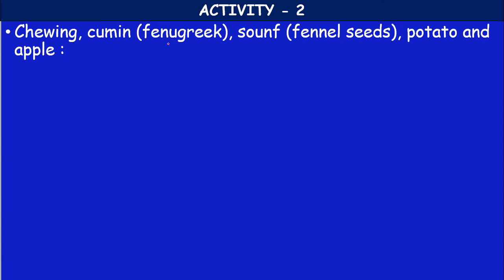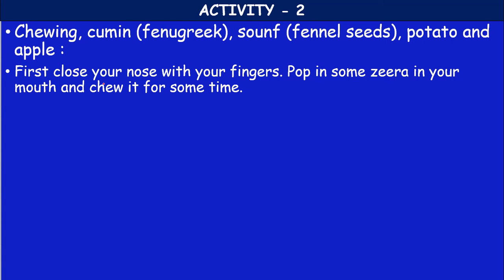cumin, fenugreek and the somf, it is called somph. Okay, and next, potato and apple. So these are certain substances which we require. The first, close your nose with your fingers, pop in some jeera in your mouth and chew it for some time. So after that, chew some somph.